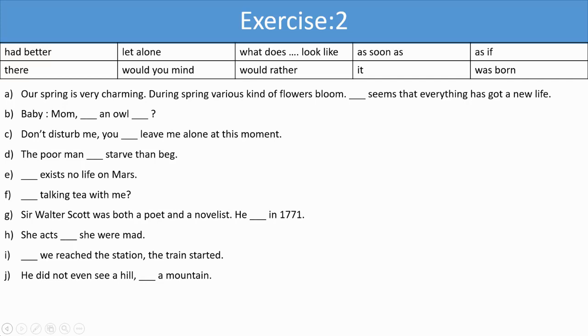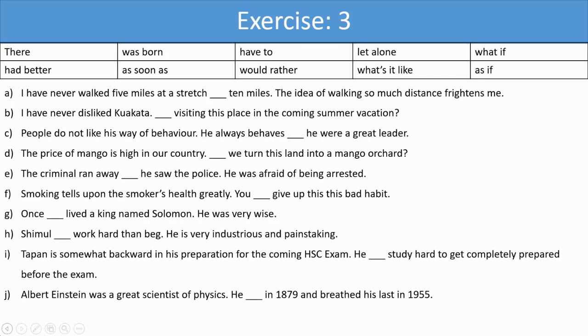Number G. Sir Walter Scott was both a poet and a novelist. He was born in 1771. Number H. She acts as if she were mad. Number I. As soon as we reached the station, the train started. Number J. She did not even see a hill, let alone a mountain. Dear students, this is the last exercise for today.